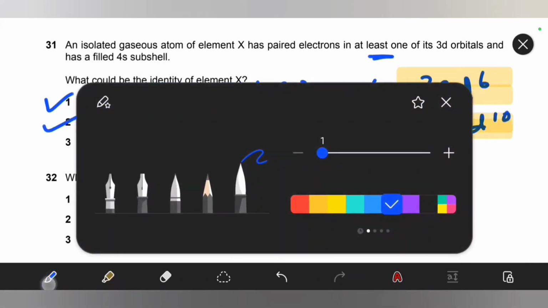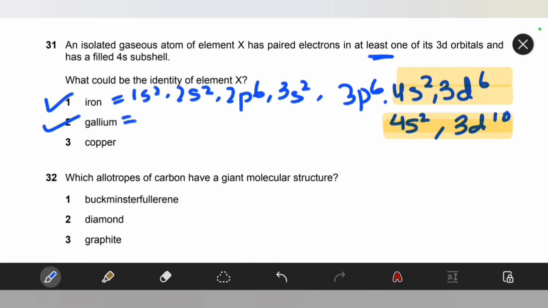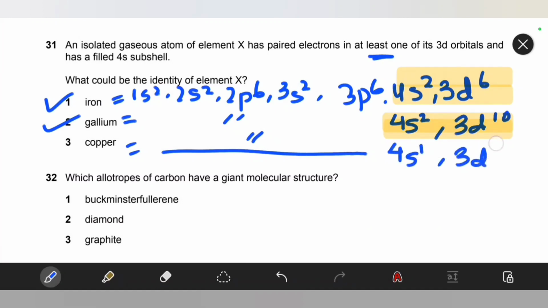Copper follows an exception. Make sure you memorize it. For copper, I'm not going to write the first part, it is the same. Copper has 4s1 and 3d10. There is an exception that when the 3d orbital is near half or full, either 4 or 9, it takes one electron from 4s and becomes half or fully filled. So in copper that is being done.